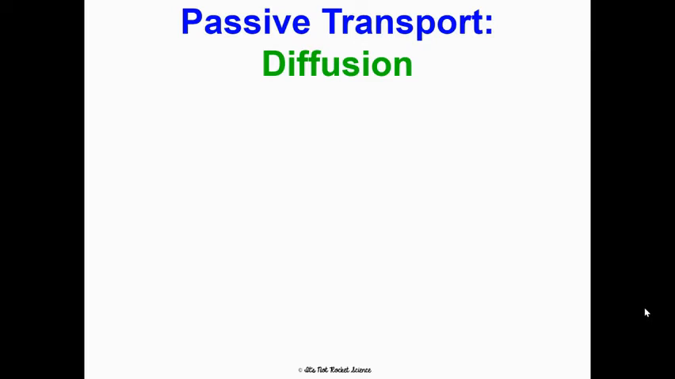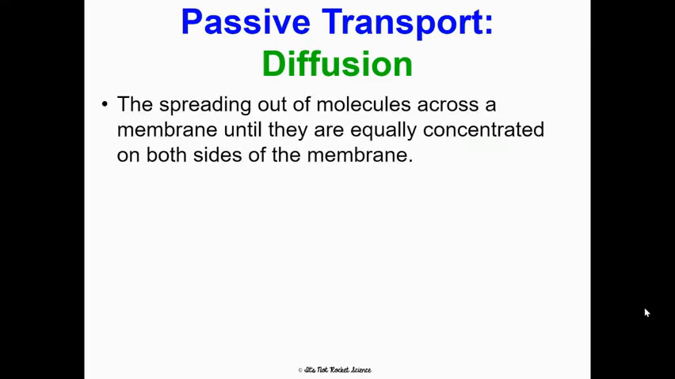Let's talk first about passive transport. We'll go through our three different types, and then we'll move on to active transport. So diffusion first. Diffusion is the spreading out of molecules across a membrane until they are equally concentrated on both sides of the membrane.